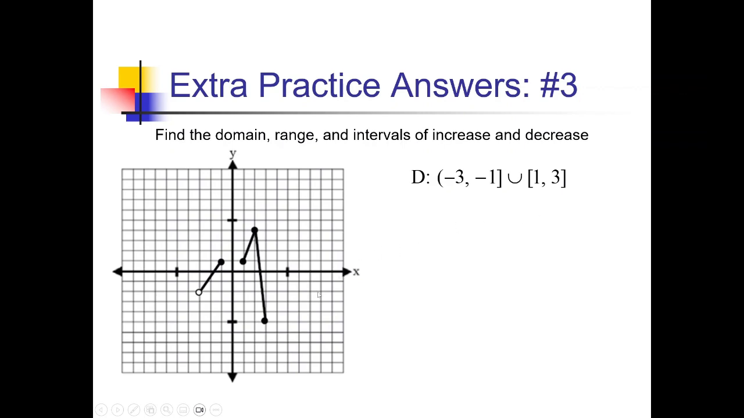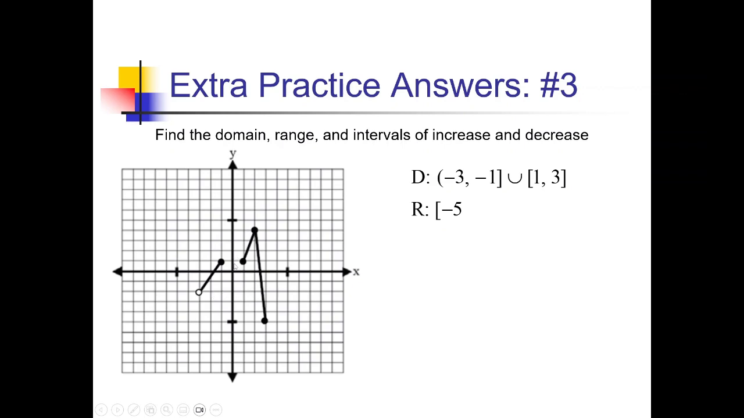Now for the range, how low can we go? We're down here at -5. So there's a bracket on that one because we have a solid dot. And as we're going up, we do have this open dot here. This would normally cause us to skip over that. However, we notice that there's a solid part of the graph that kind of holds that place. So we don't have to worry about that open dot.